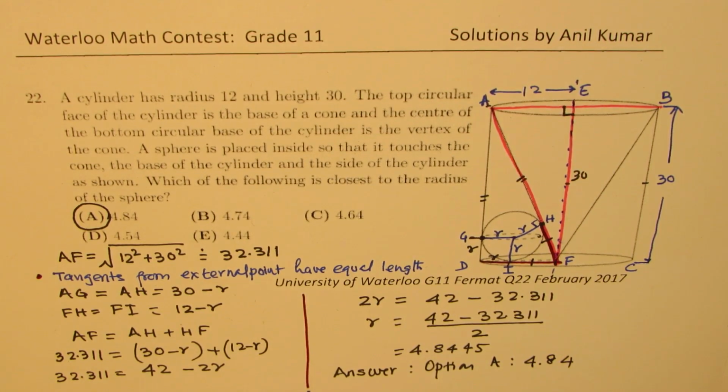So once again here, the most important theorem which works for you is that the length of tangents from an external point is equal. And once you look at this question from this angle, it becomes easier to solve. I hope that makes sense.